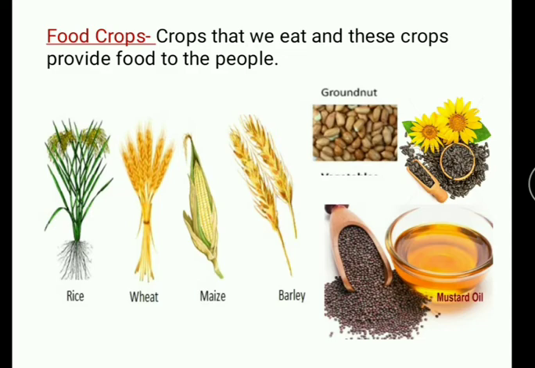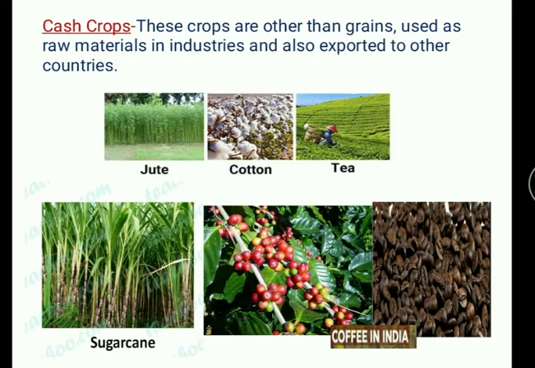Now after the food crops, let me move on to cash crops. What is the meaning of cash crop? Cash crops are crops other than grains, used as raw materials in industries and also exported to other countries. Which are cash crops? You can see here jute, cotton, tea, sugarcane and coffee in India. In the cash crop, we can't eat jute like this. Cotton, tea, these are cash crops. These are the raw materials which we take to the factories for production.